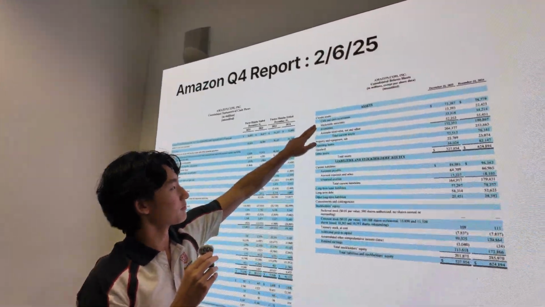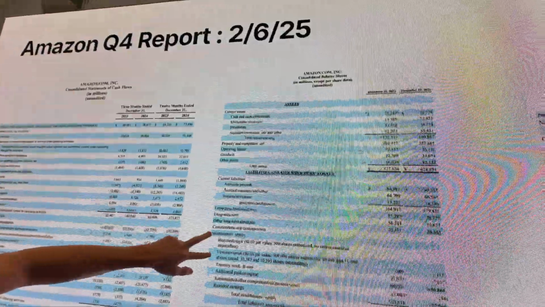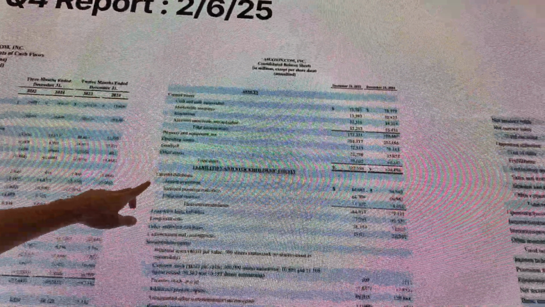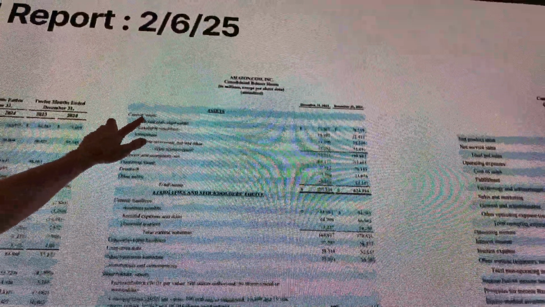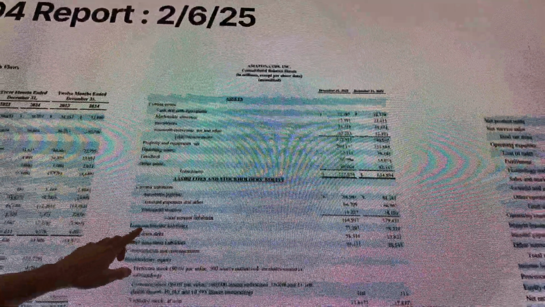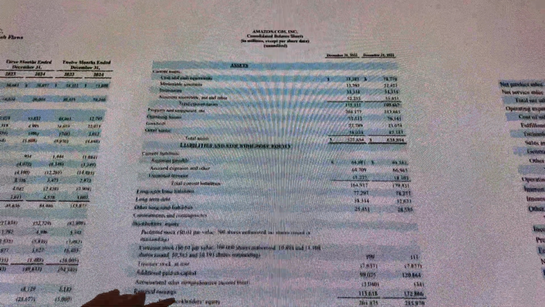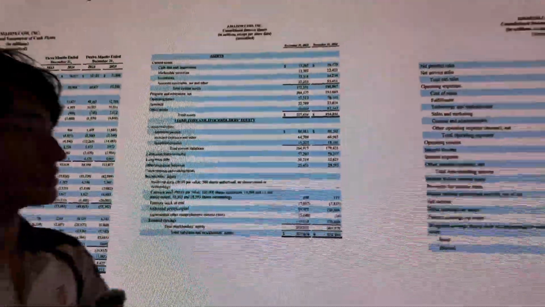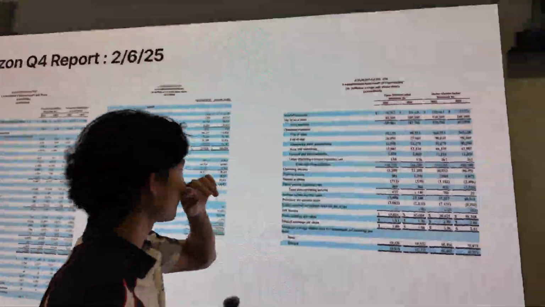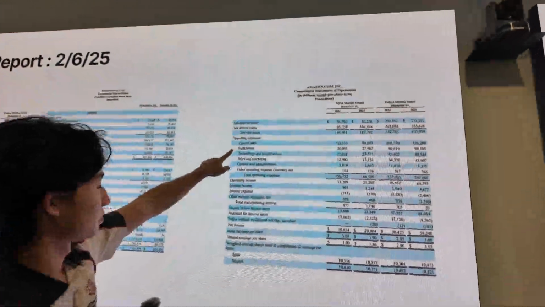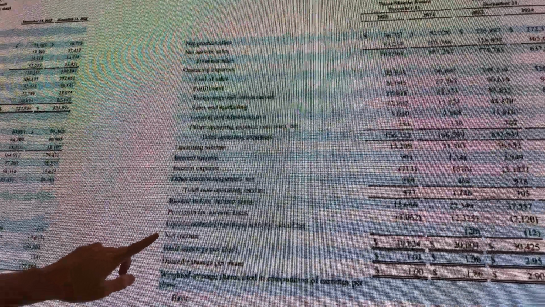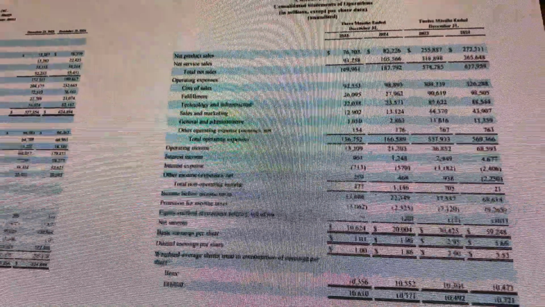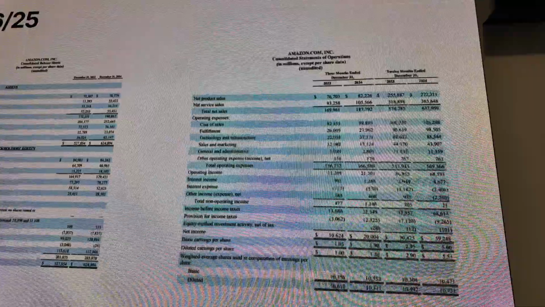Also, this is the balance sheet. You can kind of see liabilities here, current assets here, long-term liabilities, and then you have retained earnings here. And this is the income statement, where cost of sales, and then you minus all that stuff, and then you come to here where you get the result.